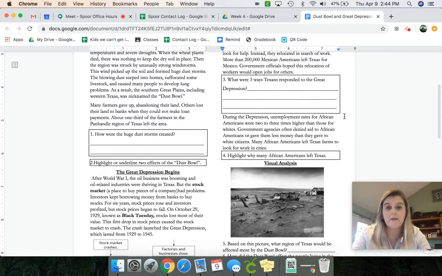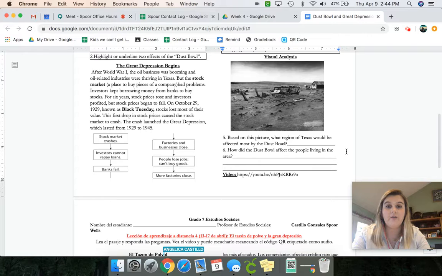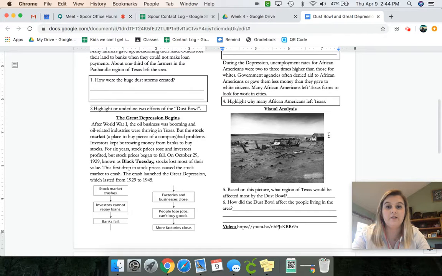Okay. Number 4, highlight why many African Americans left Texas. So find in that paragraph where it talked about why they left. All right, finally, your visual analysis. So this is a picture of a farm during the Dust Bowl. So based on this picture, which region of Texas would be affected most by the Dust Bowl? So remember our 4 regions are coastal plains, north central plains, Great Plains, and mountains and basins. So which of those 4 would be most affected by the Dust Bowl?